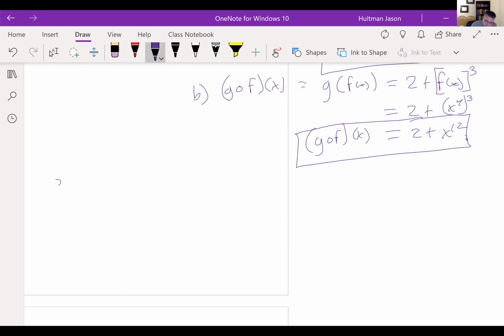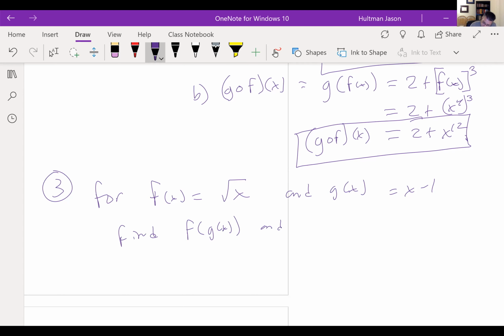Okay, number 3. For f of x equals radical x, and g of x equals x minus 1, find f of g of x and g of f of x. Okay. So f of g of x means start with f and then plug in g of x. Whoosh, right there. So that guy is going to be the square root of x minus 1.